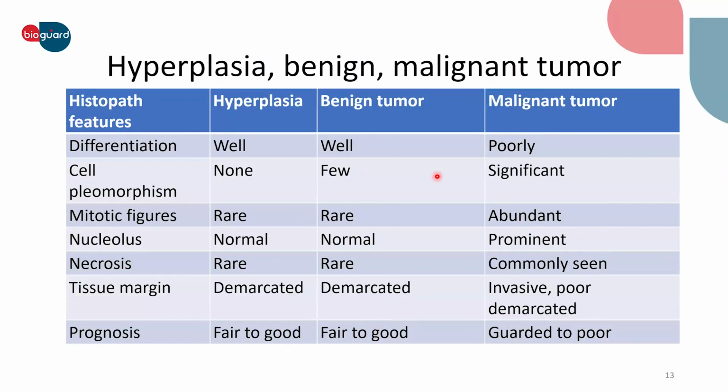Okay, this is a table comparing hyperplasia, benign, and malignant tumors. We can see that malignant tumors have characteristics of poor differentiation, significant cell polymorphism, abundant mitotic figures, and invasive tumor margins, which are associated with poor prognosis.